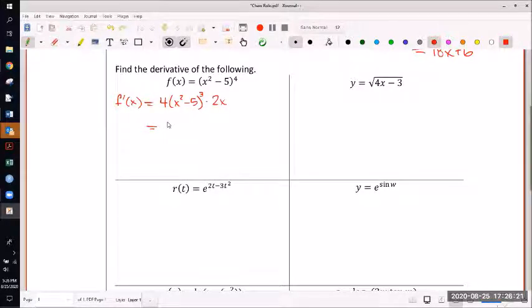And we can simplify that down a bit. Let me bring the 2 and the x out here to give me 8x times (x squared minus 5) cubed. You can leave it like that. You don't need to multiply that out.